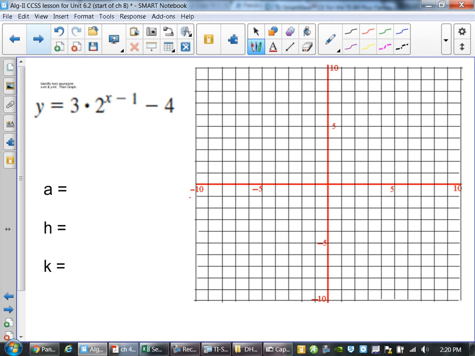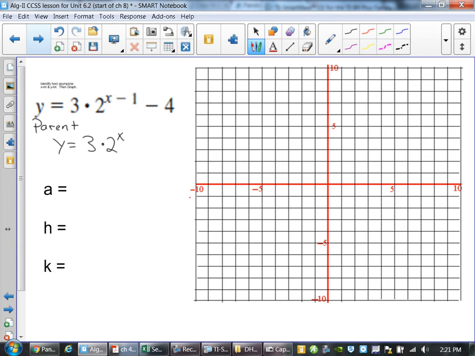So if you have a function y equals 3 times 2 to the x minus 1 minus 4, what we like to do for each and every single one of these types of problems is always identify what my parent function is first. In this case, my parent function is 3 times 2 to the x. Basically, your parent function is everything less the h and k. Okay? Now, with that, I know where my y-intercept is, and I know where my horizontal asymptote is. I also can make my quick table set of values.